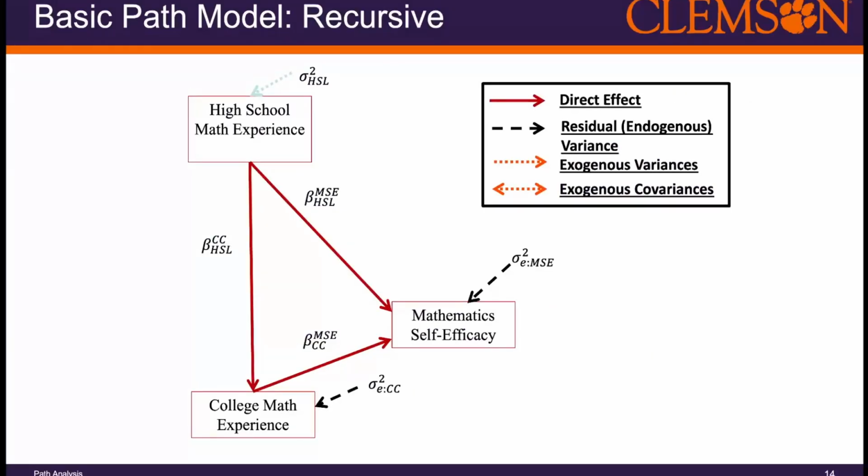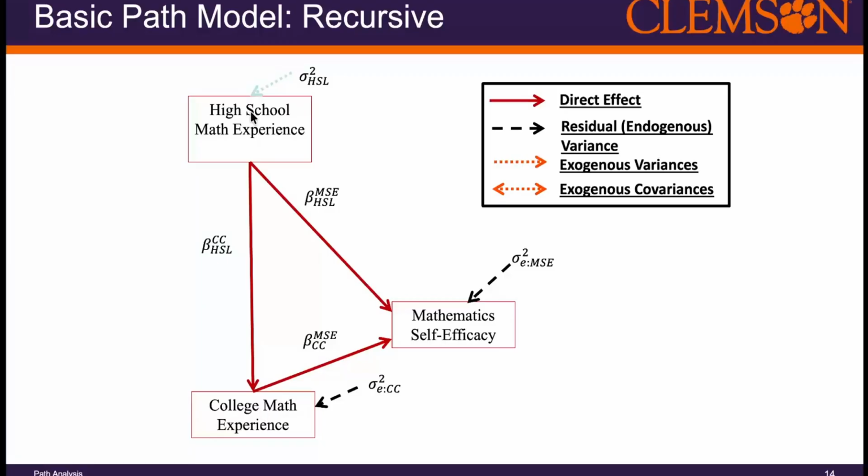So here's an example of a recursive path model. Let's just take a segment of the model we were working with. If we had high school math experience as our exogenous variable predicting college math experience and predicting math self-efficacy, you'll see that there's a direct effect of high school math on math self-efficacy. There's a direct effect of high school math on college math, and there's a direct effect of college math on math self-efficacy.